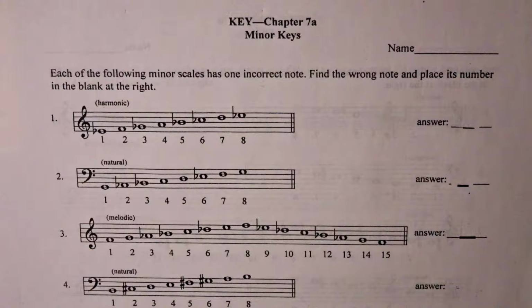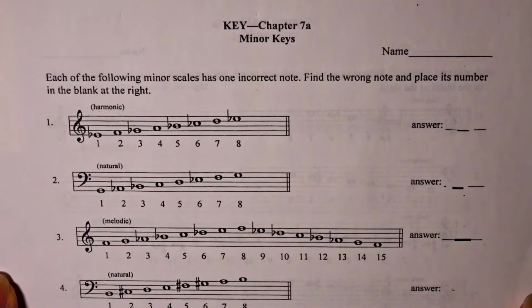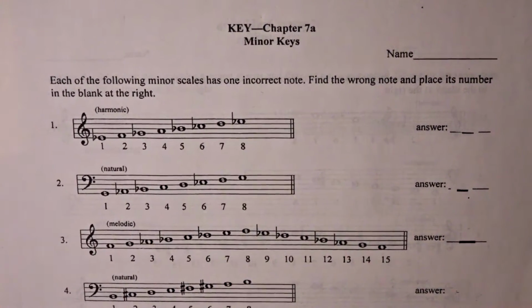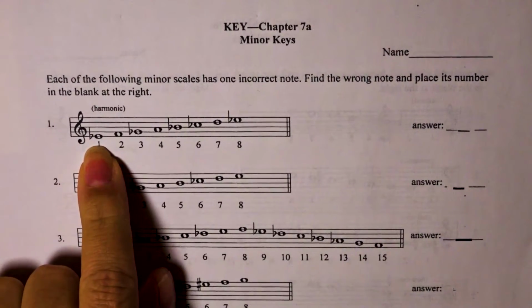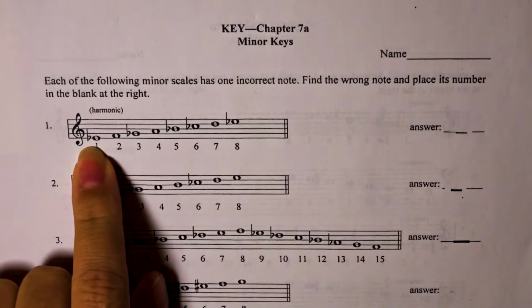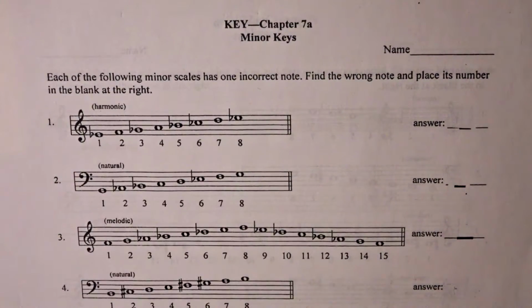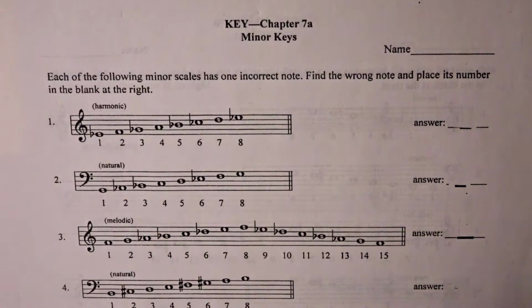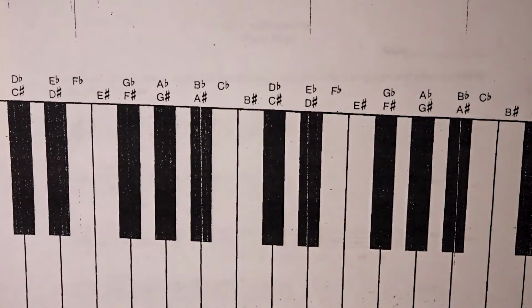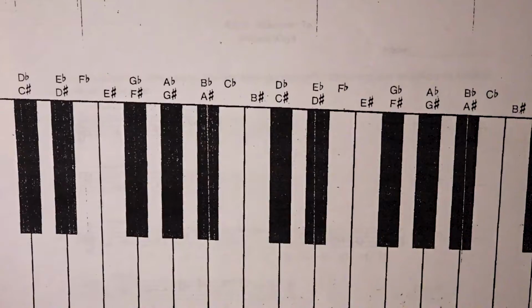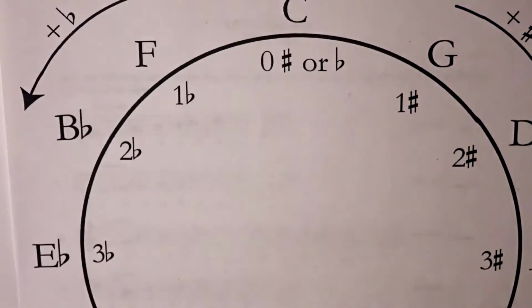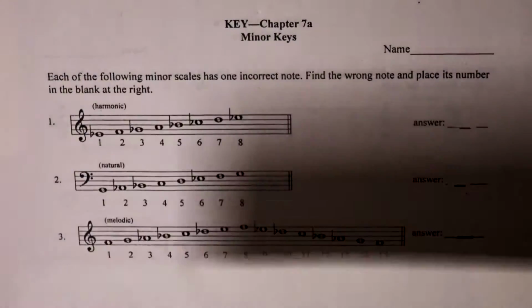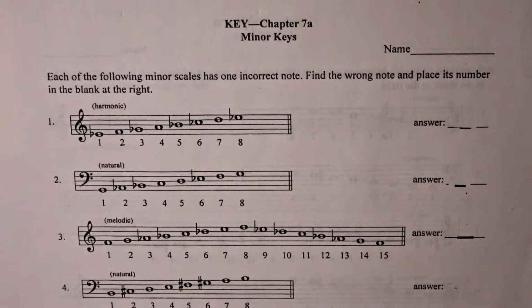All right, well, we'll start off with chapter 7a. To find out whether or not this is correct, remember what you have to do is go up 3 half steps. I want to make sure everybody has your keyboards and your circle of fifths out. While I'm talking, you should follow along with what I'm trying to do here.